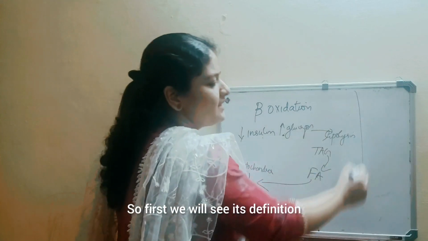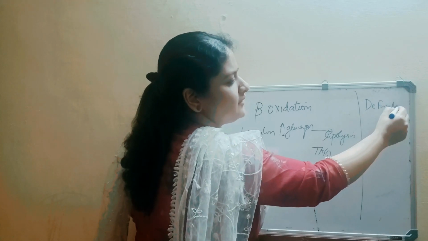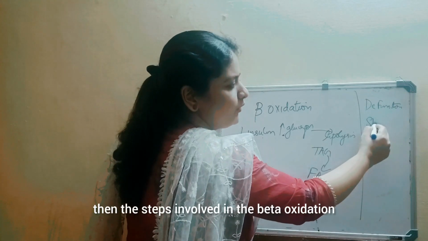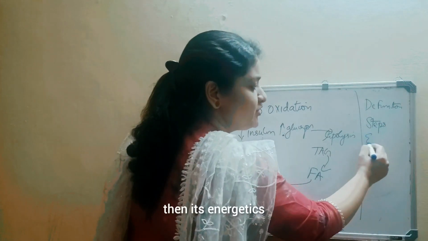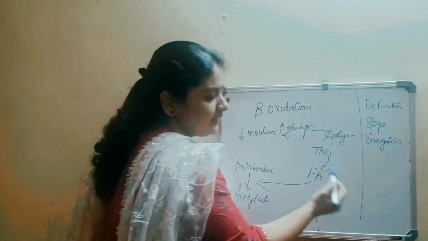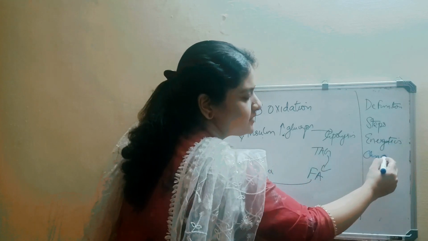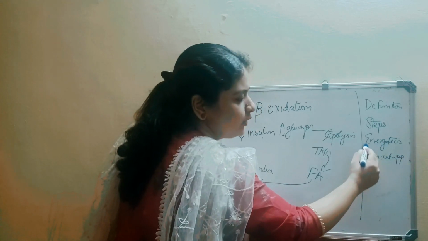So first we will see its definition. Definition of beta oxidation. Then the steps involved in the beta oxidation. Then its energetics, how much energy we are getting. Then its clinical applications. And also the regulation.